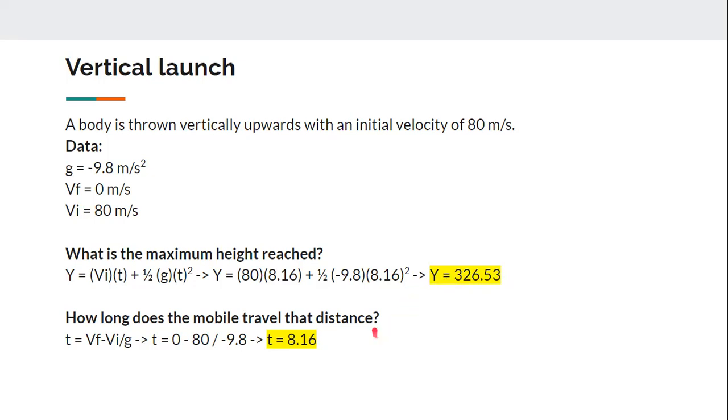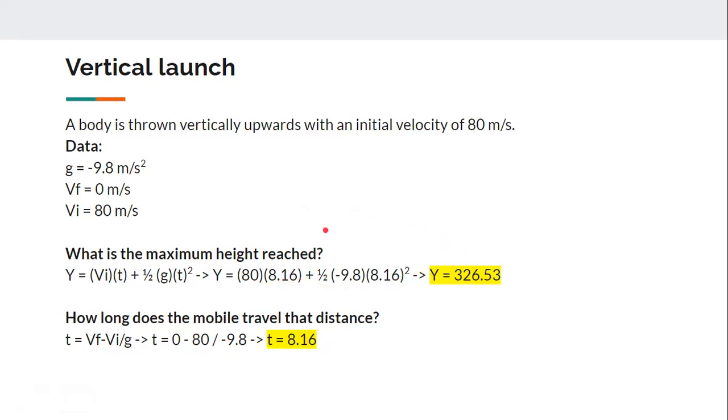But first we have to get the time because in the formula we see that time is an important variable for this formula. We get the time with this other formula. Time equals final velocity minus initial velocity over gravity. Now we substitute the information. The final velocity is 0. The initial velocity is 80, but because it is minus the initial velocity, it will be 0 minus 80 over the gravity, that is negative 9.8. And we'll get that the time is 8.16, and that's how we get this number.